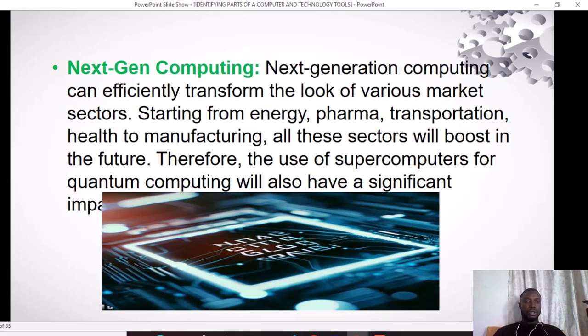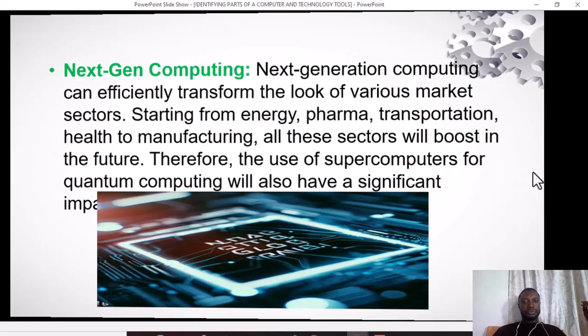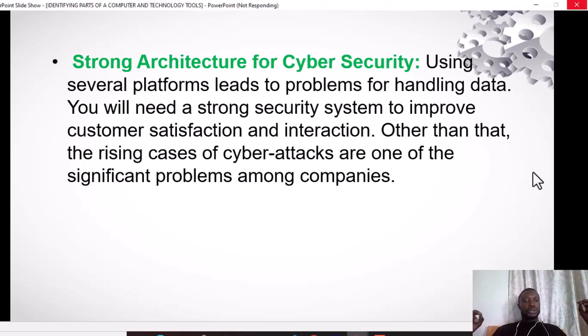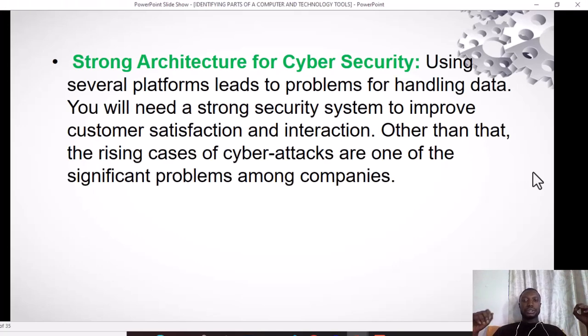So let's look at the strong architecture for cyber security. Using several platforms leads to problems for handling data. You need a strong security system to improve customer satisfaction and interactions. Other than that, the rising cases of cyber attacks are one of the significant problems among companies.